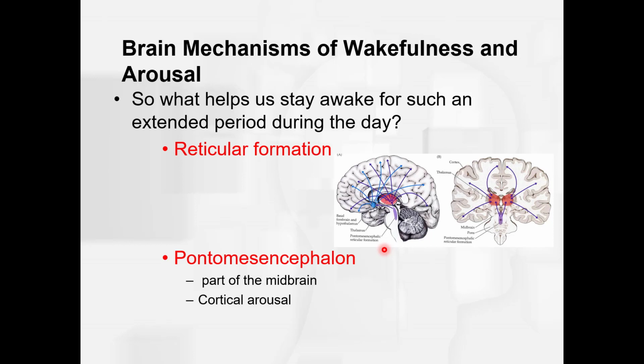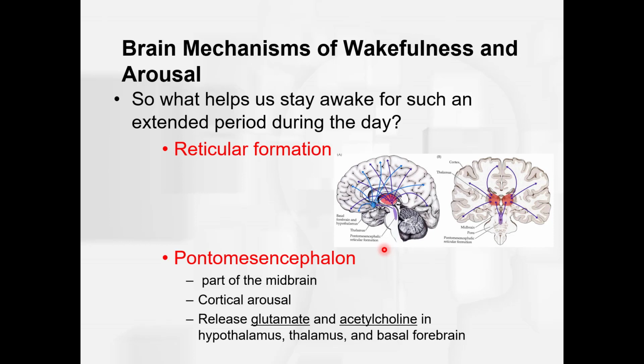which means we probably have some excitatory neurotransmitters involved. So glutamate, remember, was that major excitatory neurotransmitter that we discussed, and then we have acetylcholine. And so this pontomesencephalon is going to have projections to the hypothalamus, the thalamus, the basal forebrain, and then those areas have these widespread projections to the cortex. So stimulation of this pontomesencephalon will awaken somebody who's sleeping, and if you stimulate it in someone who's already awake, it's going to increase that alertness because of its involvement in cortical arousal.